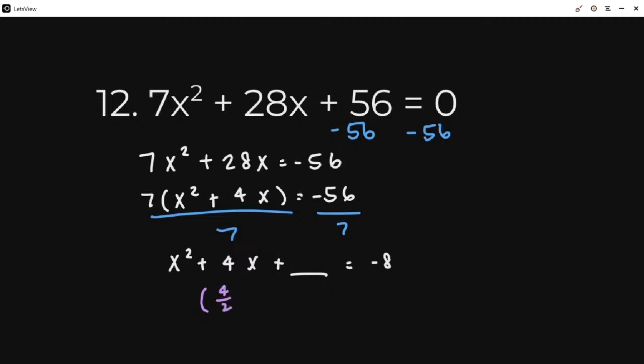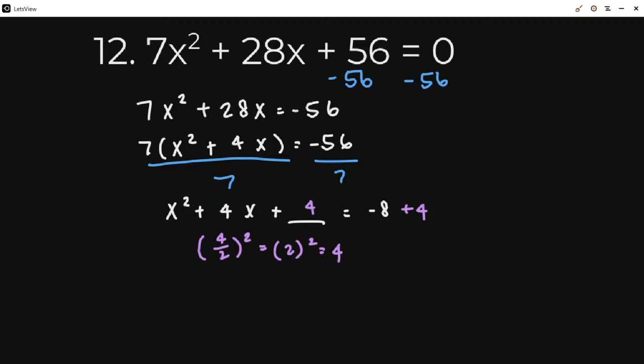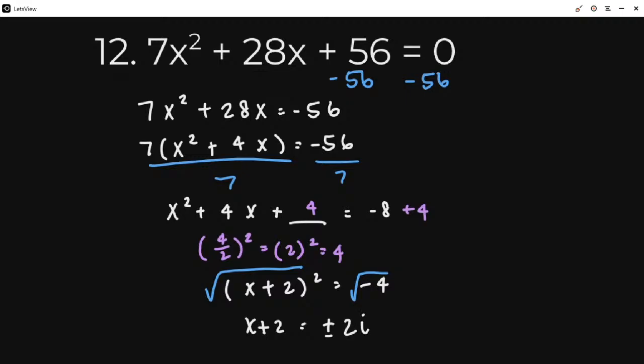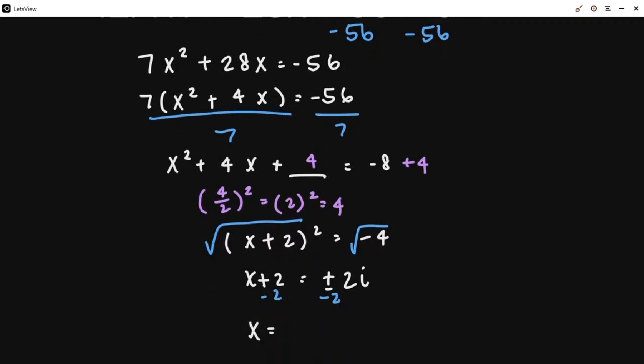Okay, so the equation would be 4 over 2 squared, which is 2 squared, which is 4. So we're going to add 4 to both sides. And then when we factor, this would become x plus 2 squared equals negative 4. Then we're going to square root both sides. So x plus 2 equals plus minus 2i, because the square root of negative 1 is i, and the square root of 4 is 2. Then the last step is to subtract 2. So then we get x equals negative 2 plus minus 2i.